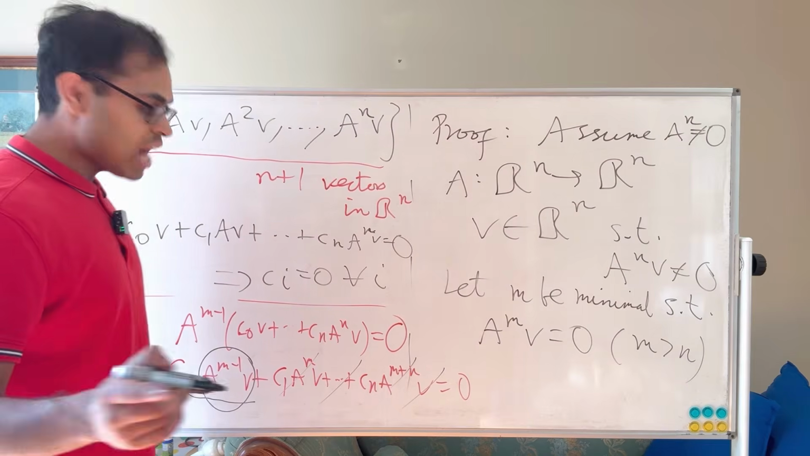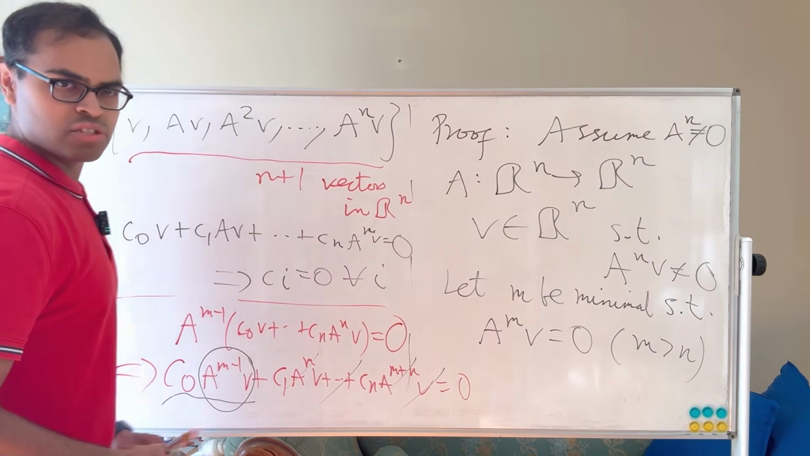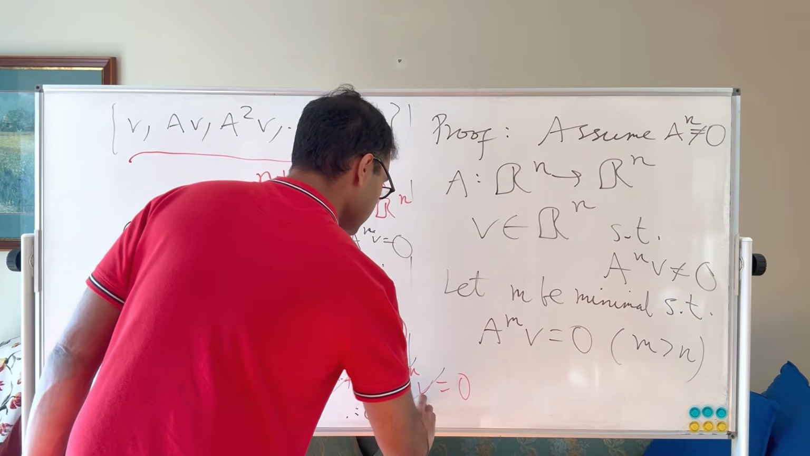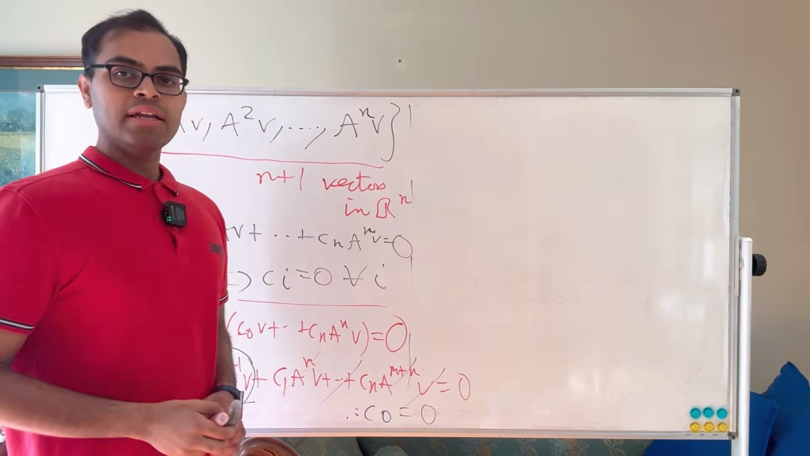But that must imply that C naught is 0. You're scaling by a number to get the 0 vector, and because A to the m minus 1v is non-zero, that number must be 0. So we conclude that C naught is 0. That's pretty good. Now we're one step closer, and now we can keep going.